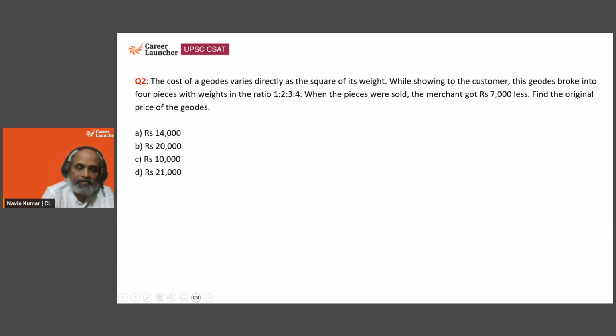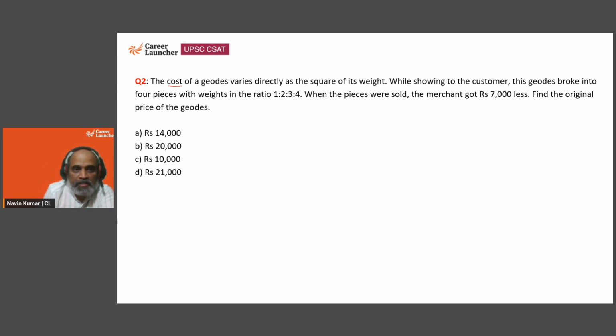Next question. The cost of geodes varies directly as the square of its weight. It's a type of mineral, or you can say it's a type of rock, crystal. While showing it to the customers, this geode broke into 4 pieces with weights in the ratio 1:2:3:4. When the pieces were sold, the merchant got rupees 7,000 less. Find the original price of the geode.